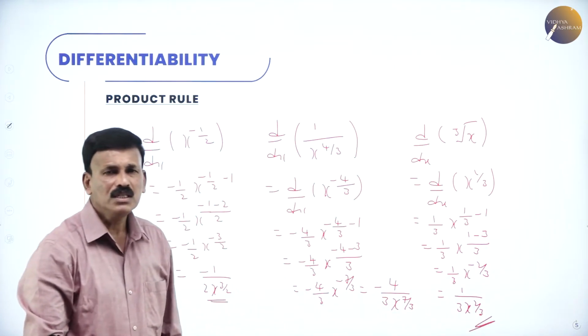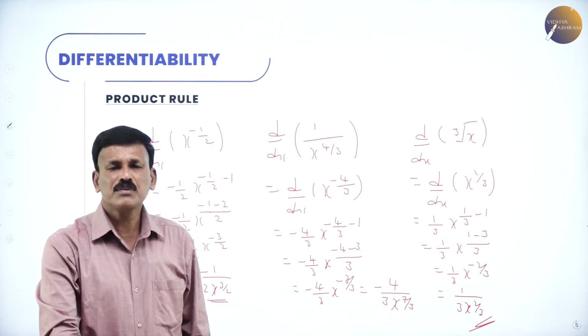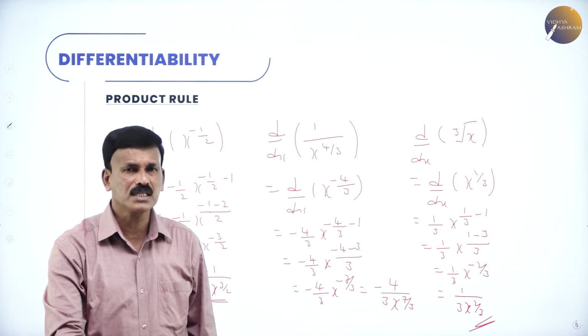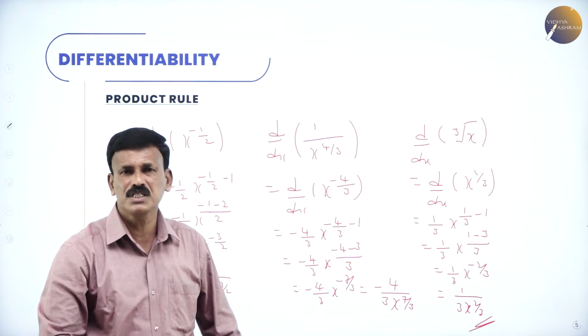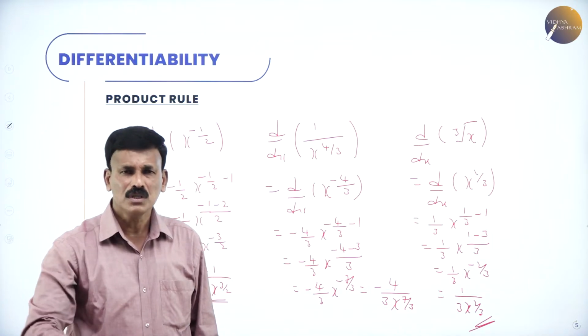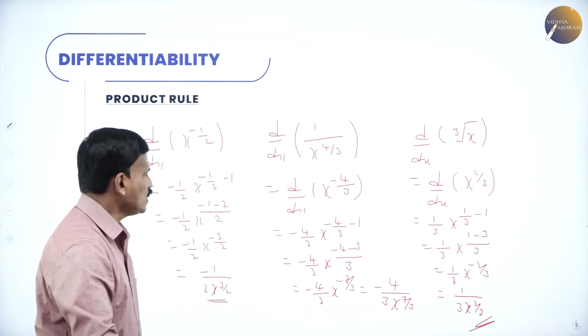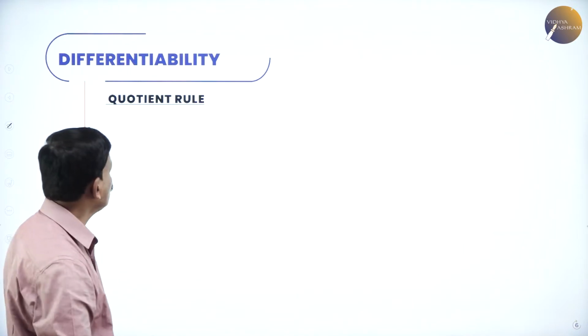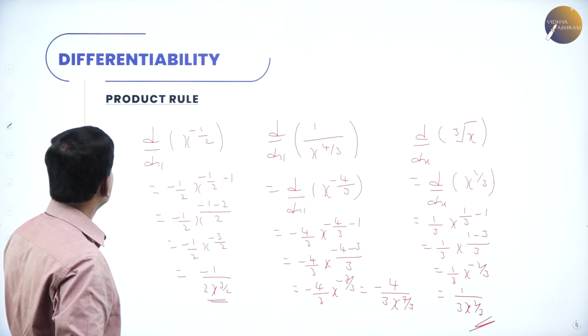These are the few concepts which we have studied in our previous classes. This is very important. Once you know these basics, it is very easy for you to solve the problems. Now, let us come to a few more rules, that is the product rule and the quotient rule.